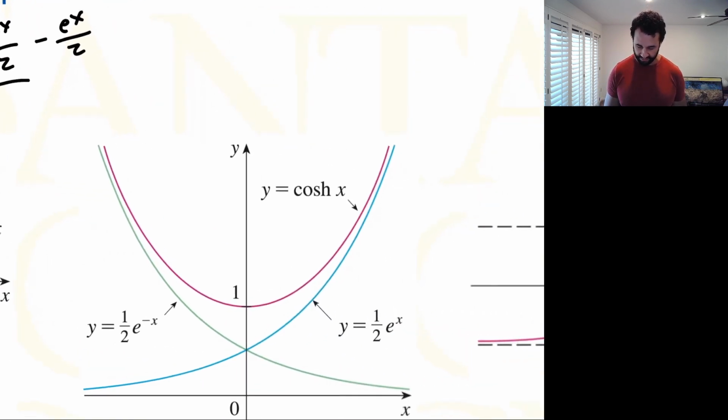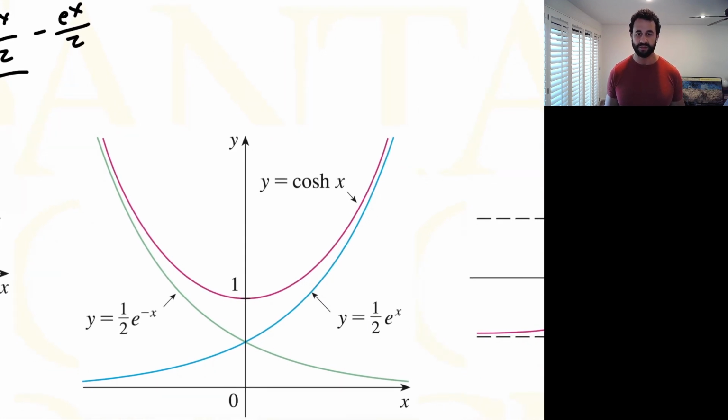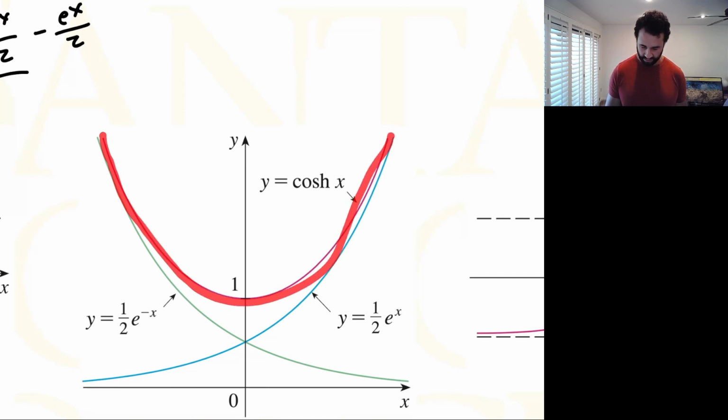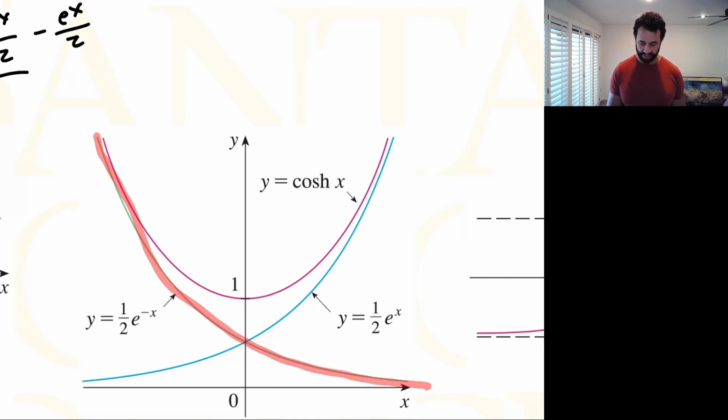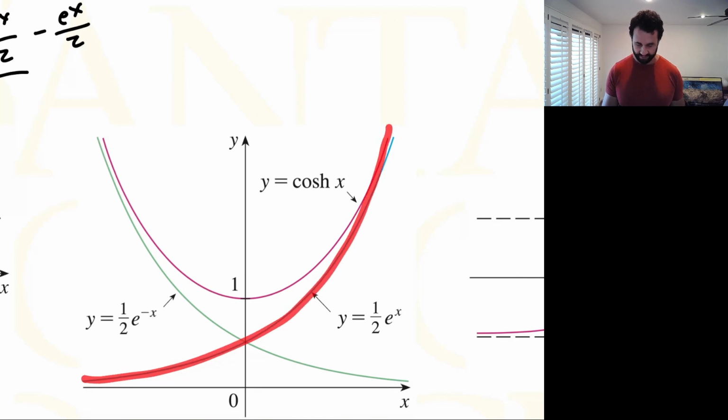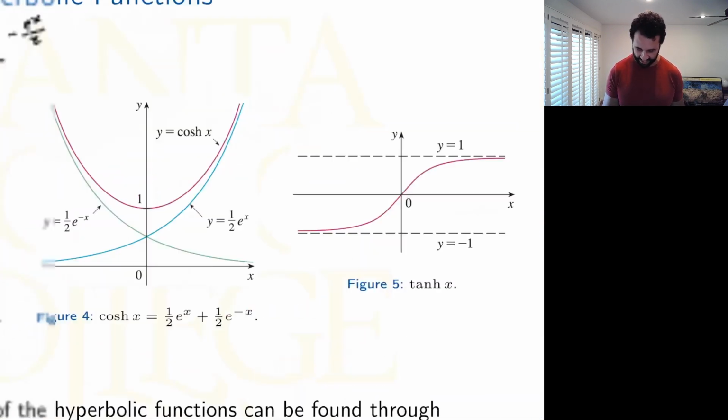Okay, same thing for hyperbolic cosine. You do the exact same thing. Hyperbolic cosine is this curve right here. How do you get it? You add up the values of that curve, and the values of this curve right here. And when you add those up, that will produce hyperbolic cosine. Pretty cool.